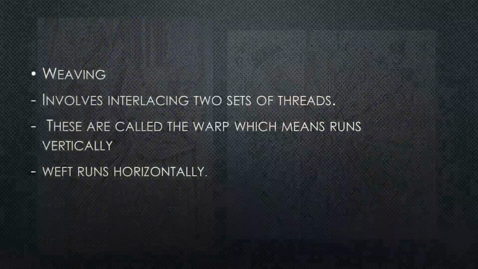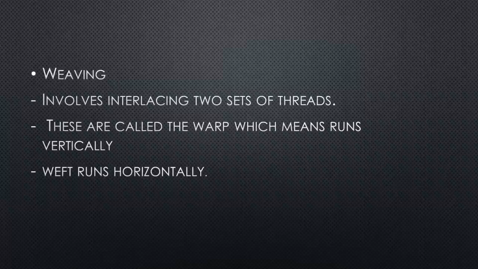The next is weaving. So weaving involves interlacing two sets of threads. These are called the warp, which runs vertically, and the weft, which runs horizontally. So example ni ani is na sa next page.